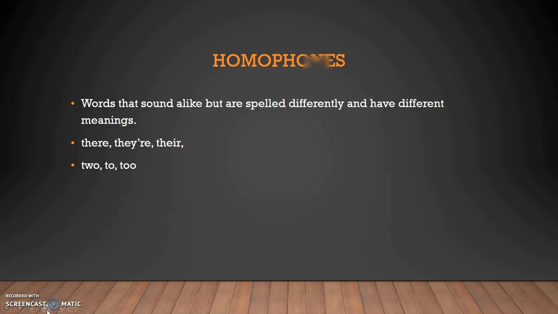Another example is two, to, and too. T-W-O, which is the number. T-O, which is a preposition, I'm going to the store. And T-O-O, which means also, like I want some cake too.